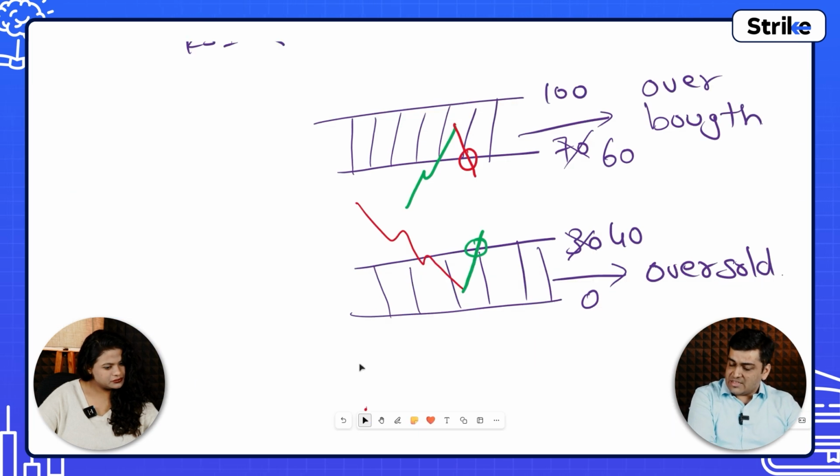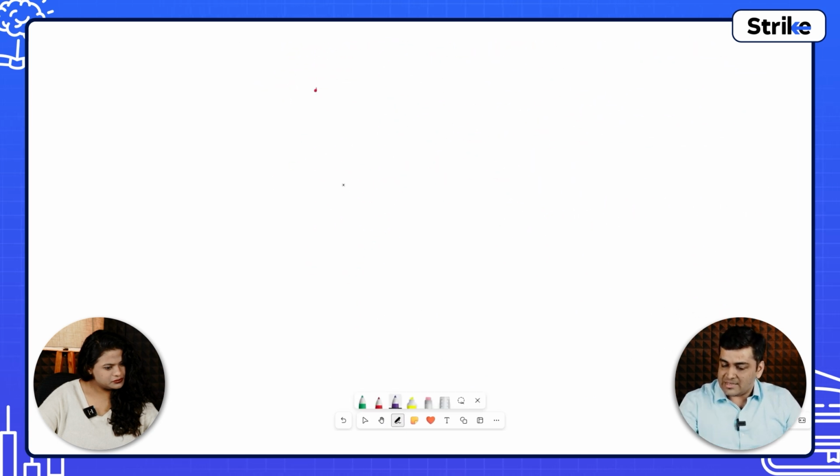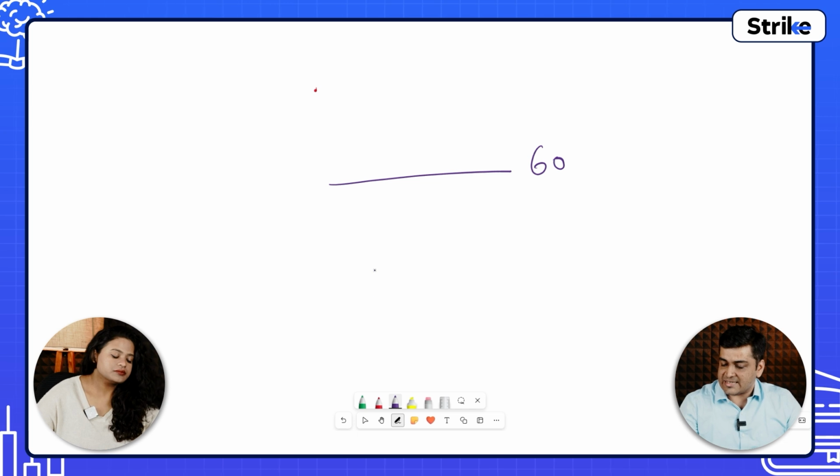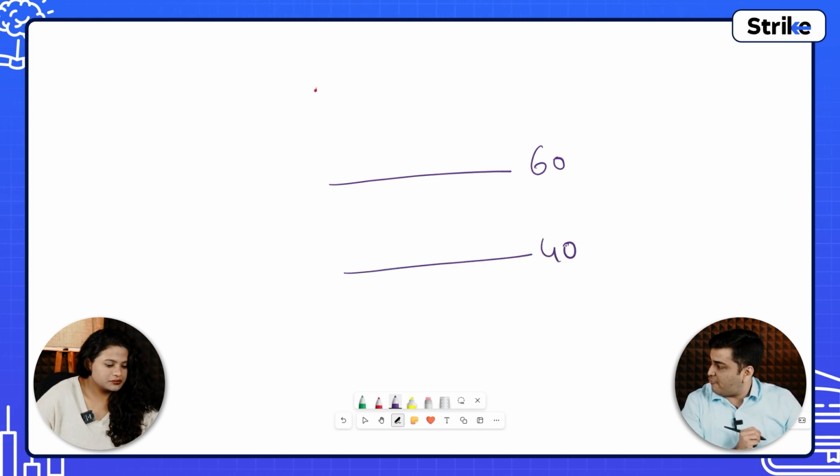Now, with this, we can have a trading system also over here. How? Let's say this is the RSI level at 60 and this is the RSI level at 40.